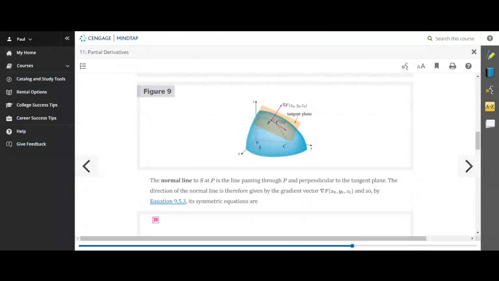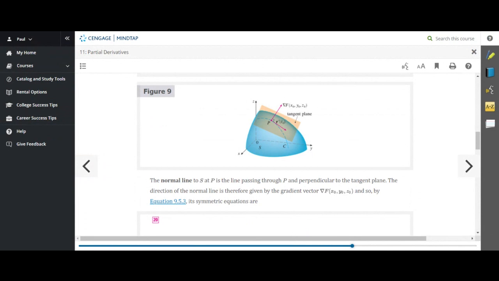Here's a surface, and you have a tangent plane to the surface, and you have a curve on the surface and a point P on the curve, and from the point P you have the tangent vector r prime, and you have a gradient vector.